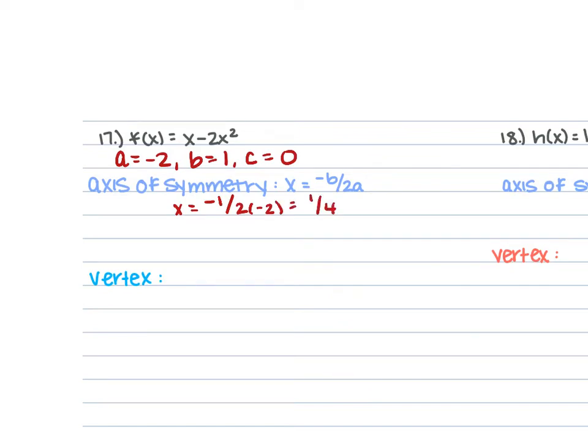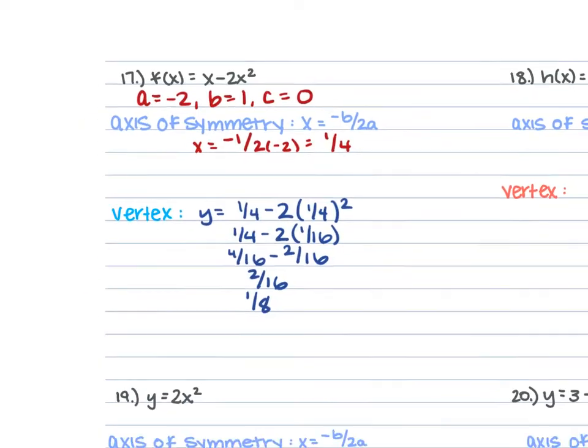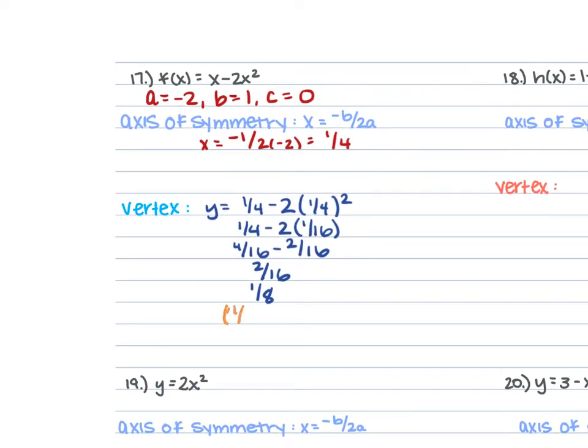To get our vertex, we're going to plug that in, solve for y. So y is equal to 1/4 minus 2 times 1/4 squared. So that's 1/4 minus 2 times 1 over 16. 1/4, or 4 over 16, minus 2 over 16. 4 minus 2 is 2. So that's going to be 1/8. So that's 1/4, 1/8. We have a maximum value at 1/8.